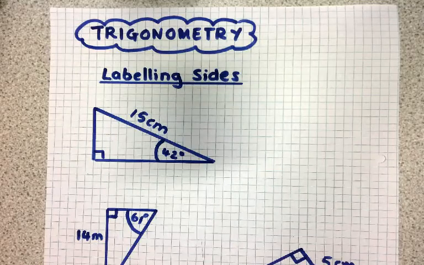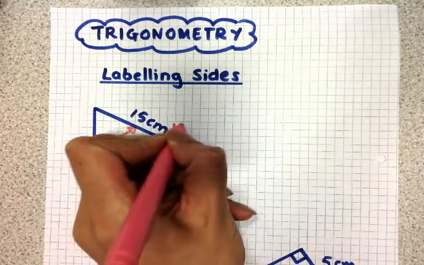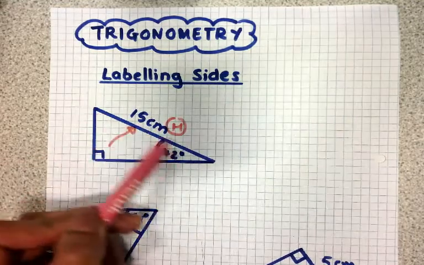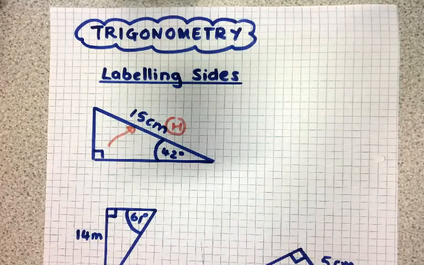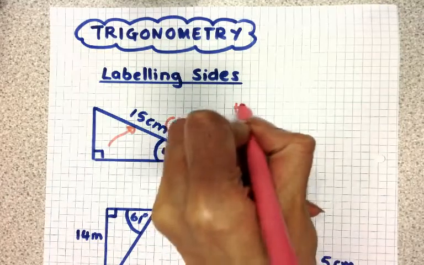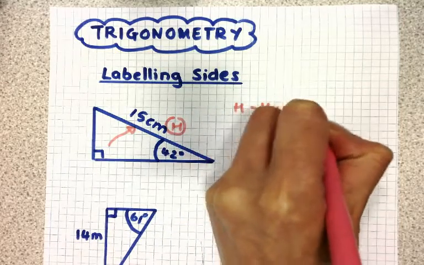In trigonometry, we need to know how to label the sides of a right angle triangle correctly. There are 3 sides we need to label. We should already know one of the common ones from Pythagoras, and that's the hypotenuse. The hypotenuse is always opposite the right angle. It is the longest side of the triangle, and we can label it H for hypotenuse.